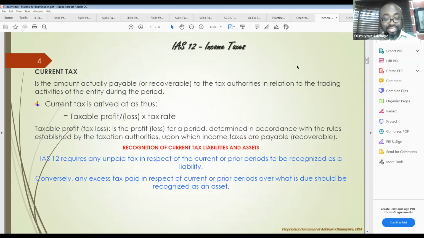As I've said earlier, current tax represents the actual amount payable to the tax authority in relation to your operations for a financial year. And simply put, current tax is derivable from taxable profits, having applied the relevant tax rates. Now, I want us to refresh our memory back to the days where we carried out tax assessments.